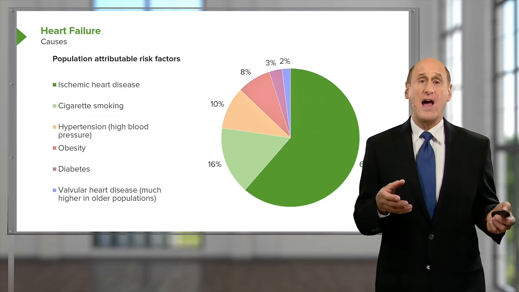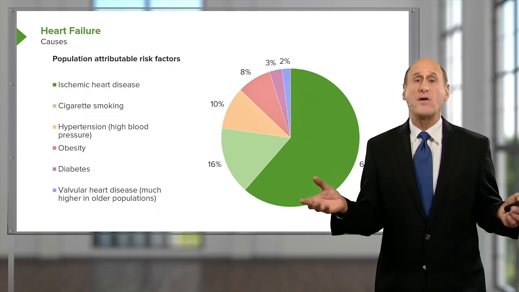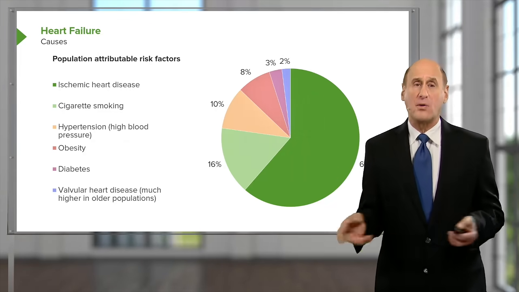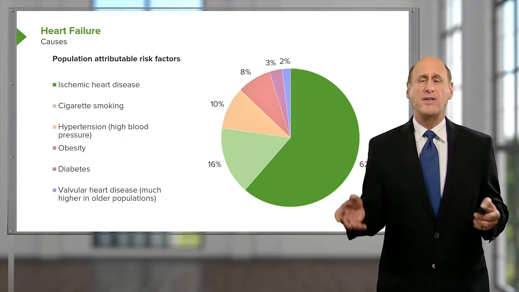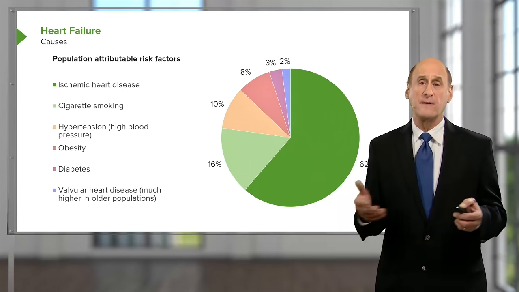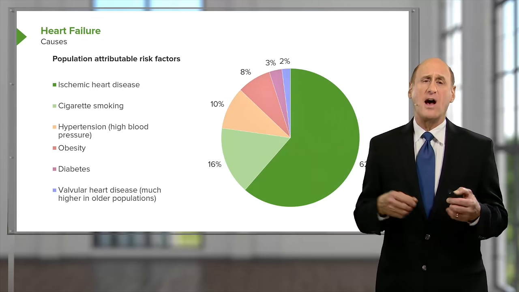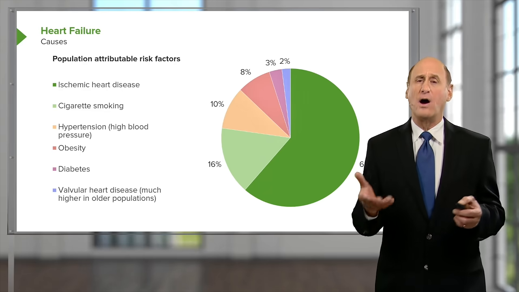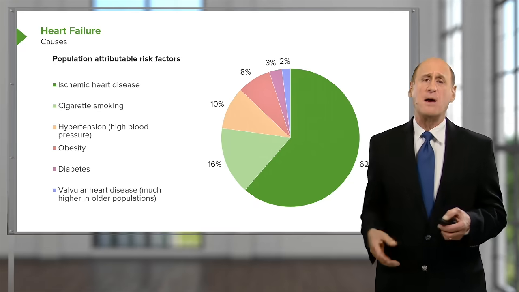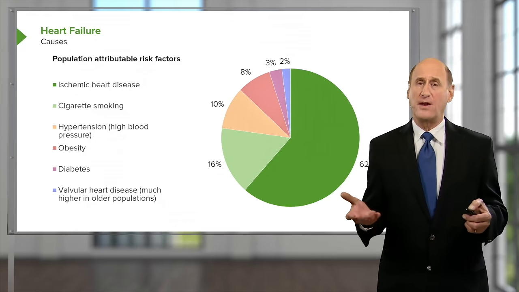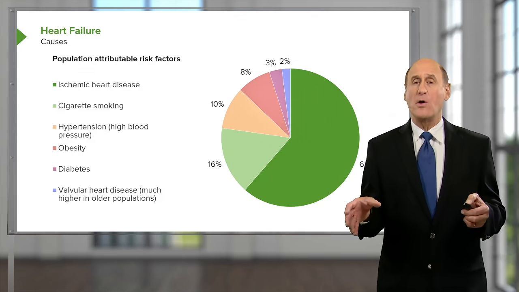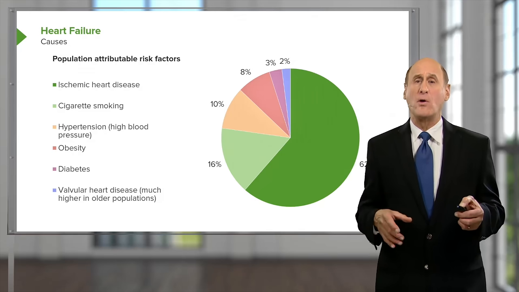So what are the risk factors for heart failure? They're the risk factors for atherosclerotic heart disease. They're hypercholesterolemia, hypertension, cigarette smoking, diabetes, all the things we talked about before that can lead to atherosclerosis. And you can see that the commonest problem leading to heart failure is ischemic heart disease, but there's a number of other factors that are involved as well. But ischemic heart disease, the number one cause of death in the world, is the number one cause of heart failure.